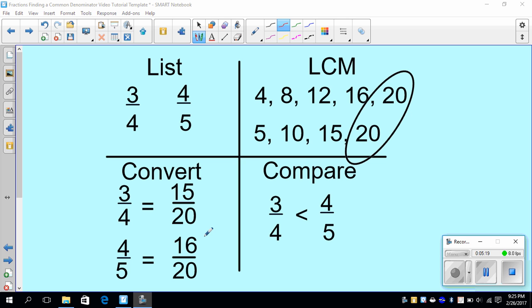Okay, so now since we have found the common denominator of 20 and we have converted both of our fractions into 20ths, now it's easy to, in this case, compare them. Because 3/4 is the same as 15/20, this 15 is less than 16. So that means that 3/4 is also less than 4/5. So I can compare them.